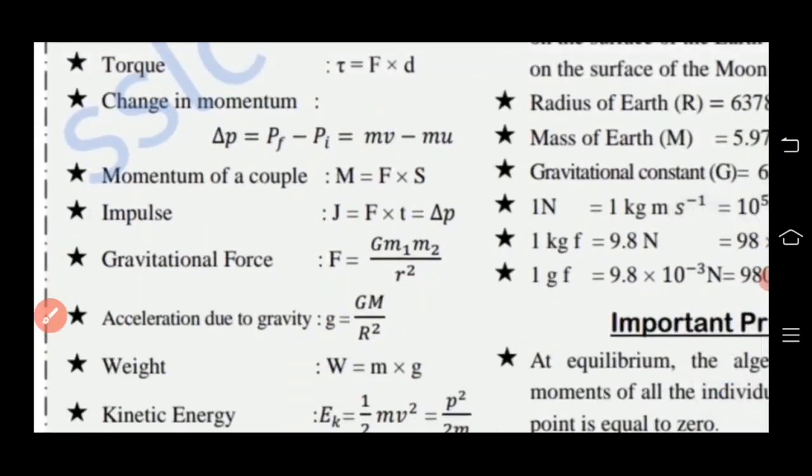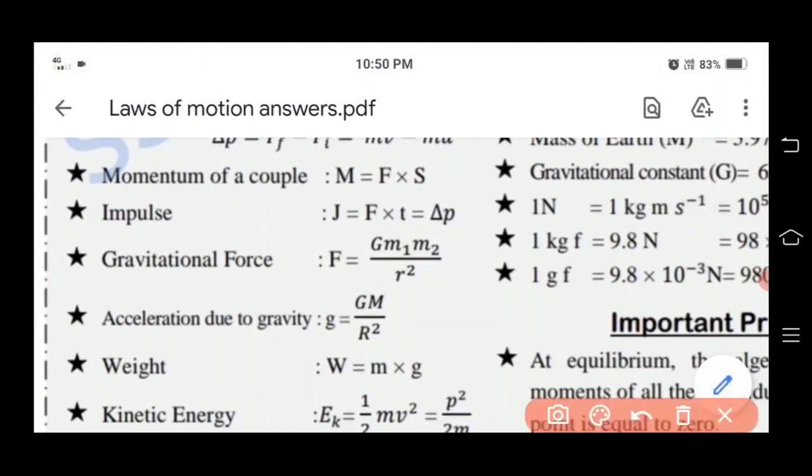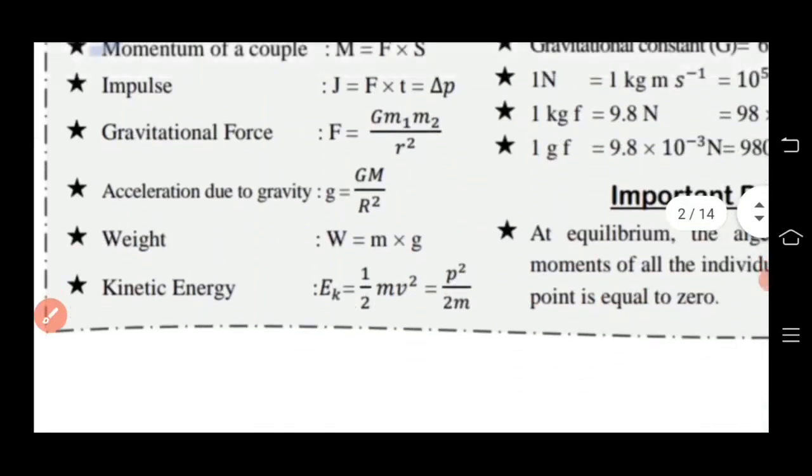Gravitational force: F = G m1 m2 / r². Acceleration due to gravity: g = GM / r². Weight: W = m × g, mass into gravity. Kinetic energy: Ek = ½mv² = p² / 2m.